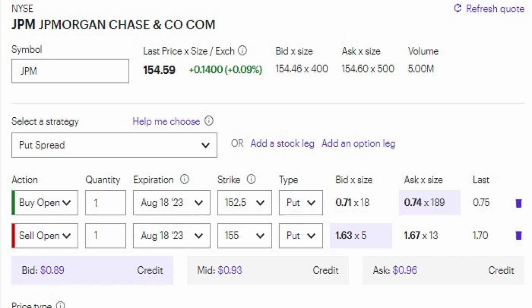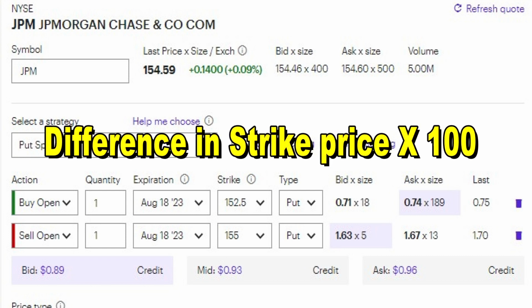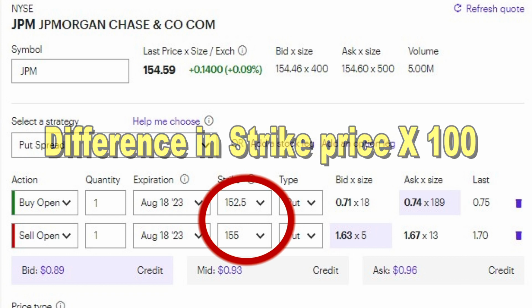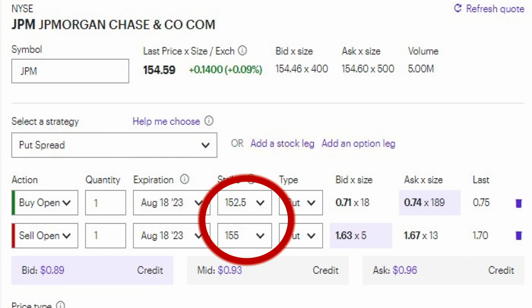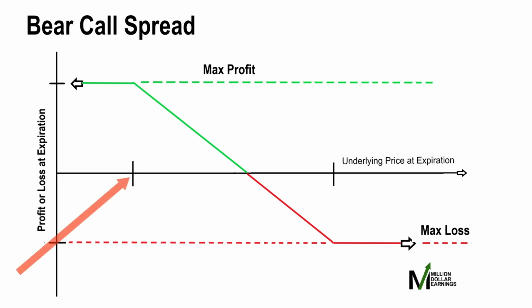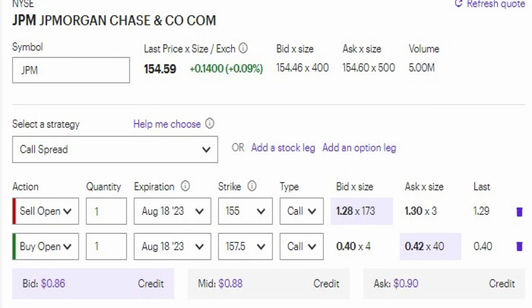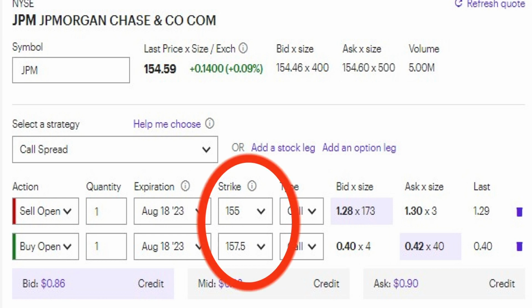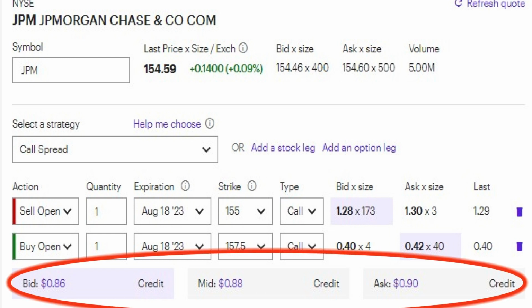The maximum risk for this position is the difference in strike prices times 100 minus the premium difference in the two options. Your maximum risk is only realized if the stock price falls below the lower strike price on or before expiration. In a bear call spread, an investor sells a call option with the lower strike price and simultaneously buys a call option with the higher strike price. This strategy is used when the investor expects the price of the underlying asset to be below the lower strike price on or before expiration. As to be expected, this is opened as a credit, just like the bull put spread. Your maximum profit and loss is calculated in a similar fashion as well.